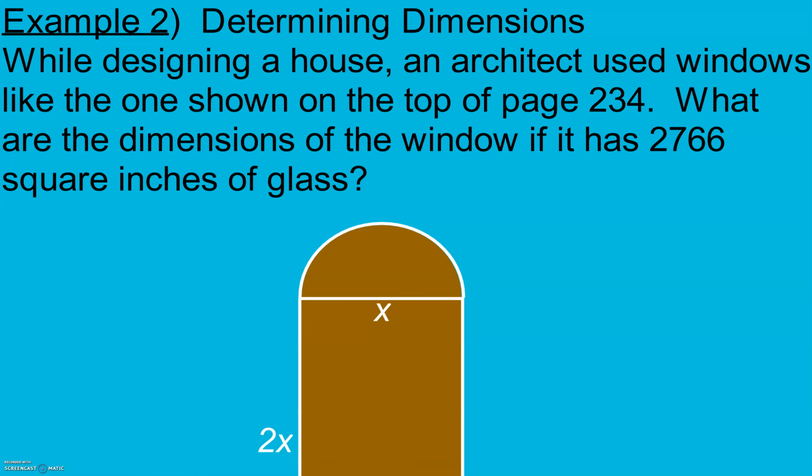In example 2, we're going to determine dimensions here. While designing a house, an architect used windows like the one shown on the top of page 234. What are the dimensions of the window if it has 2,766 square inches of glass?